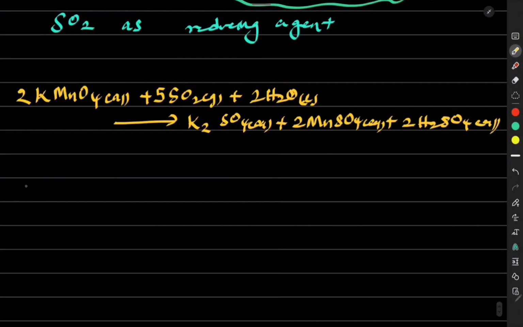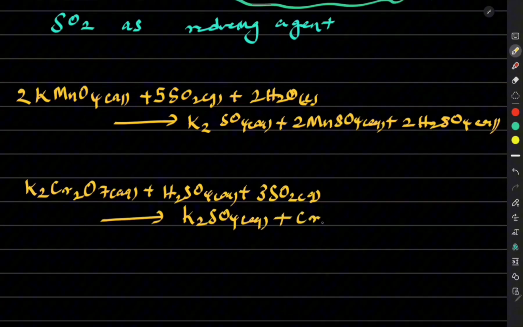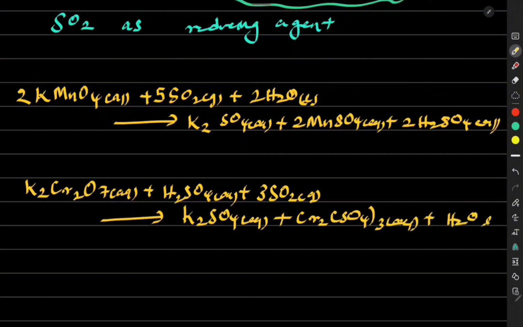And the next one is K2Cr2O7 plus H2SO4 plus 3SO2 gas. They form K2SO4 plus Cr2(SO4)3 plus H2O liquid.